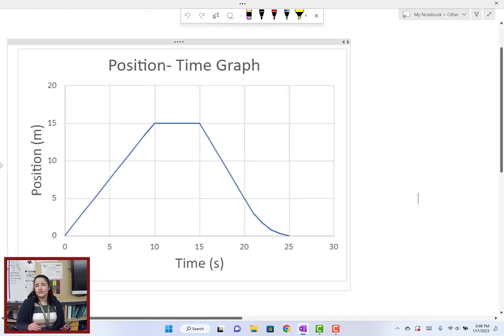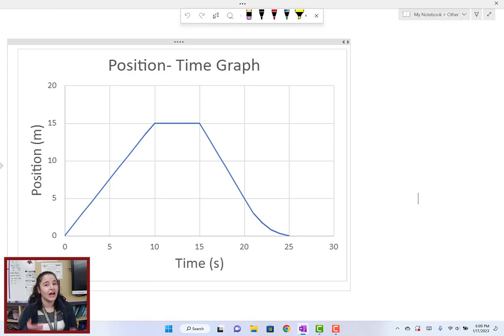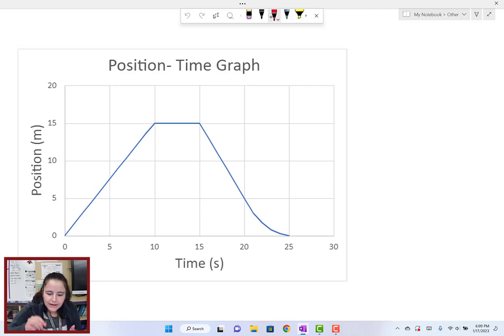The hardest thing when analyzing graphs is that we have to switch our brain when analyzing position graphs versus velocity graphs. The way that I like to read graphs is to always think of it in terms of what the y-axis is and what it's doing. So let's generally read through this graph. From 0 to 10 seconds, its position is constantly increasing.